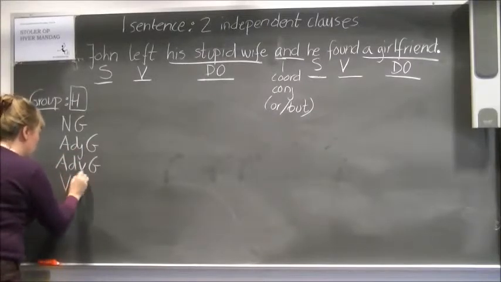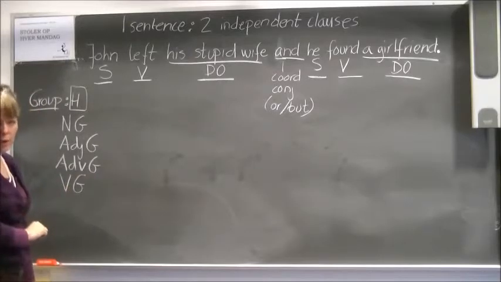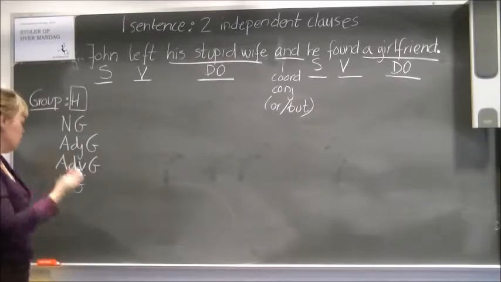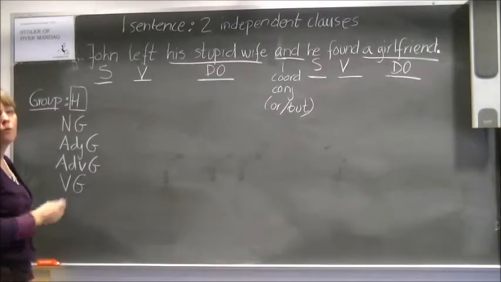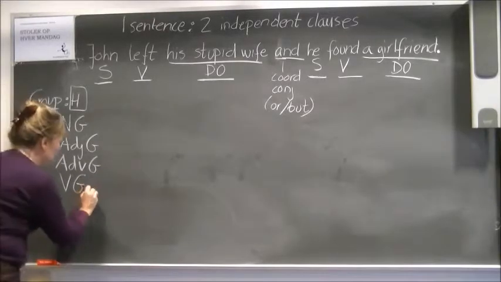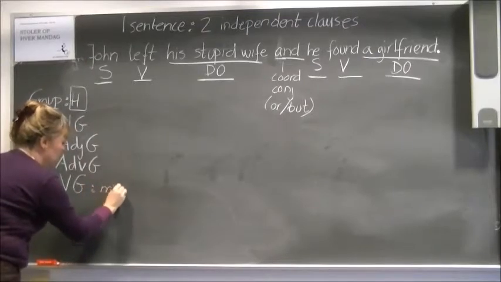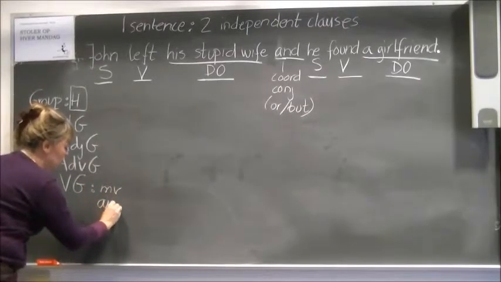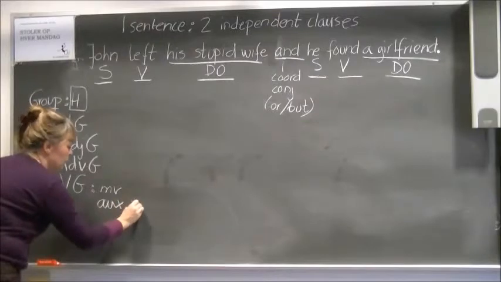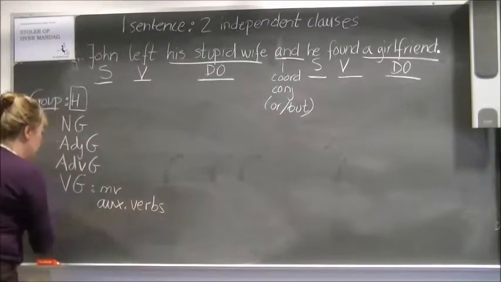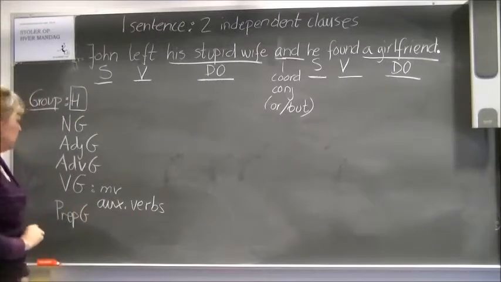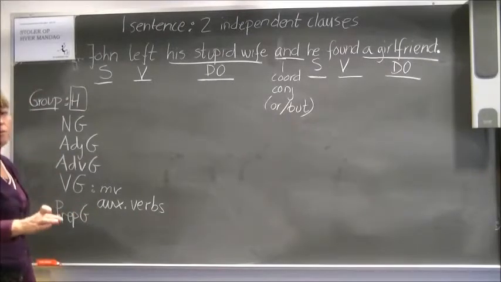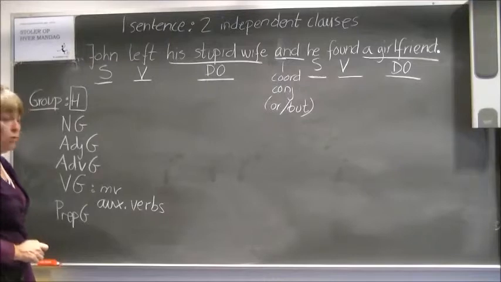And then we also have a verb group, where the most important word would be the main verb, the one that shows action, and all the other verbs in front of it, the main verb, would be auxiliary verbs. So that's important to think of a main verb and auxiliary verbs. And then we can also have a prepositional group, where you have a preposition, and what is after the preposition is called a prepositional complement.